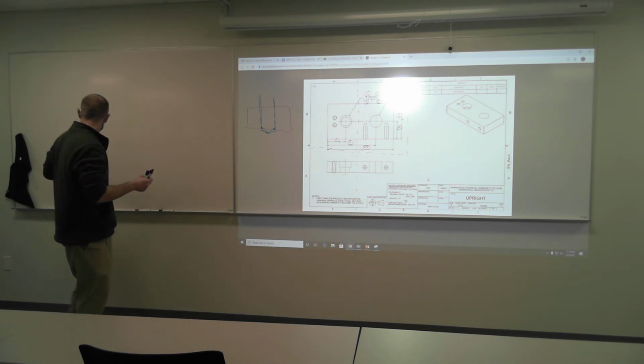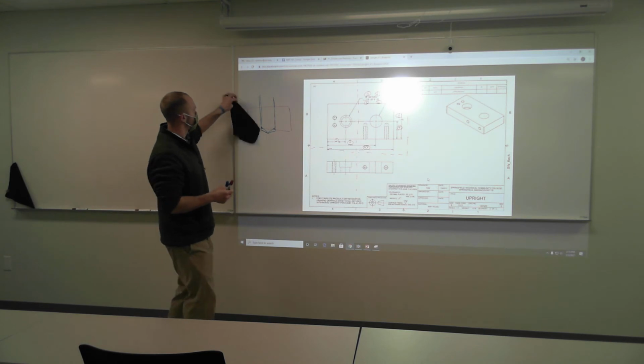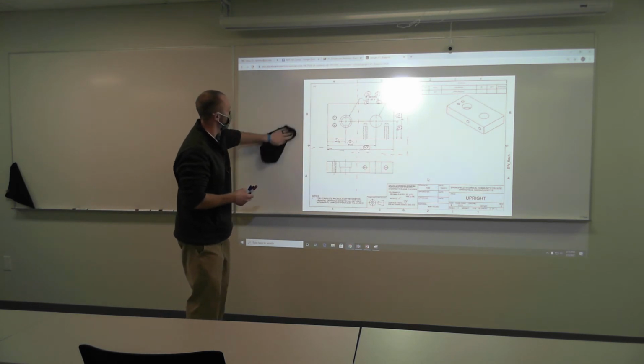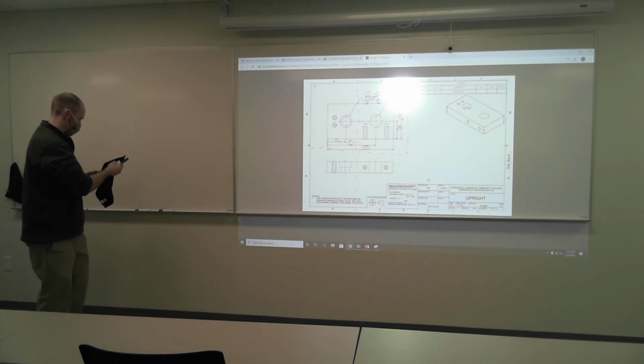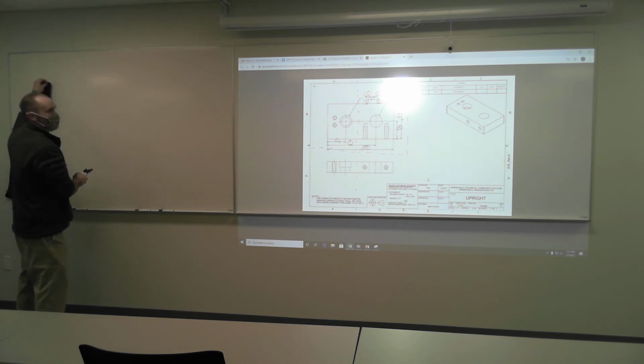Does that answer the question? Yeah, so you've got to put a balloon on each feature, and the dimension of that feature will be another separate balloon. Yep.